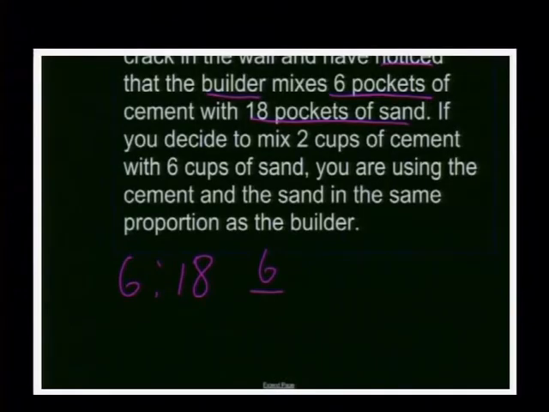So we need to mix the cement, but we want to mix it in the same proportion as 6 to 18. So let's look at this as a fraction, 6 over 18, and I want to mix 2 cups of cement. If I'm going to use 2 cups of cement, how many cups of sand do I need? And what I'm going to do here is show you a different way of calculating this.